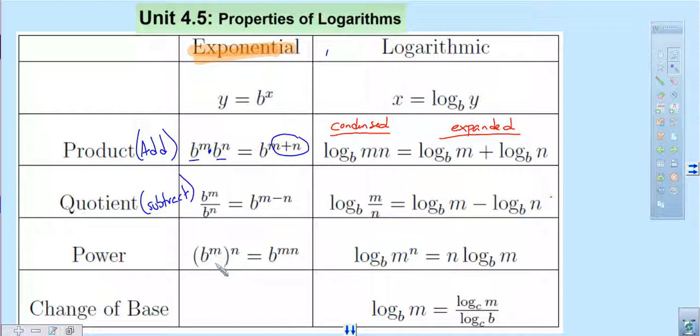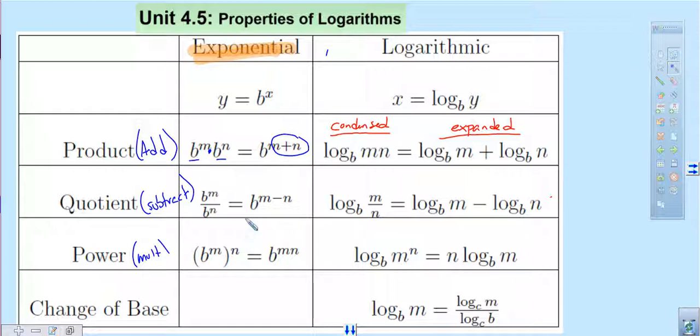We have a power rule. A power rule says that if I have a number raised to a power, raised to another power, I can take those two exponents and multiply them together. And so the power rule is to multiply. And then we have change of base, which we don't use for exponentials, only for logarithms.